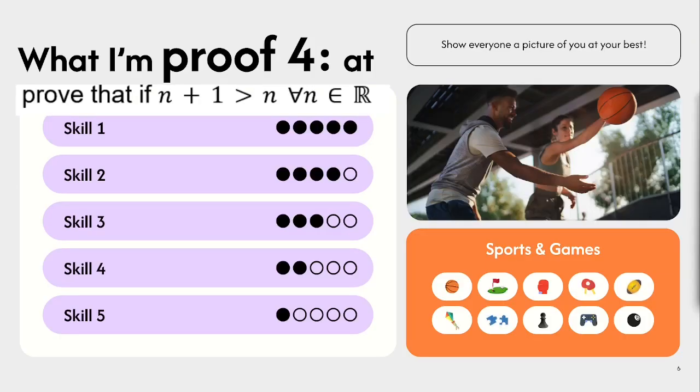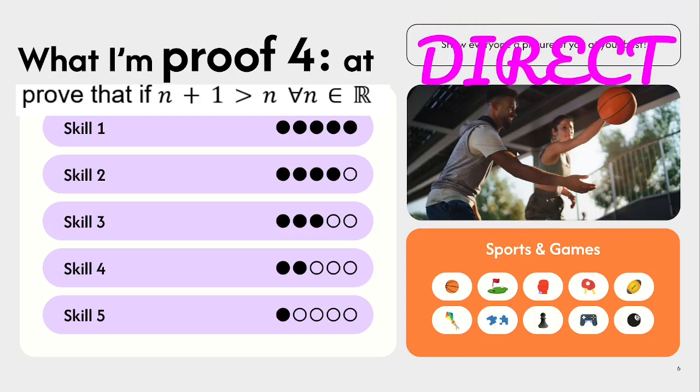Proof 4. We're going to have a proof that says that n plus 1 is always greater than n, for any and all n in the real numbers. So for this proof, obviously we're going to use a direct proof because that is the obvious choice here, and it's the most reasonable to use for this one.